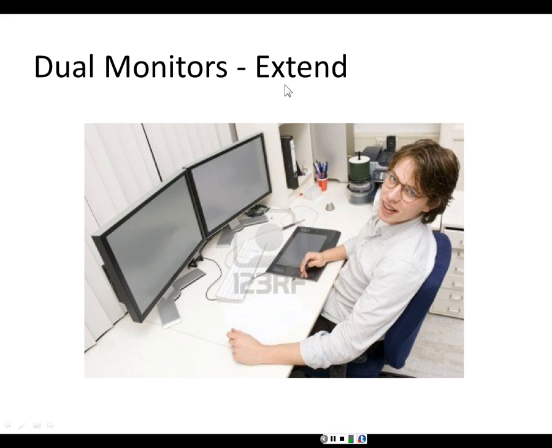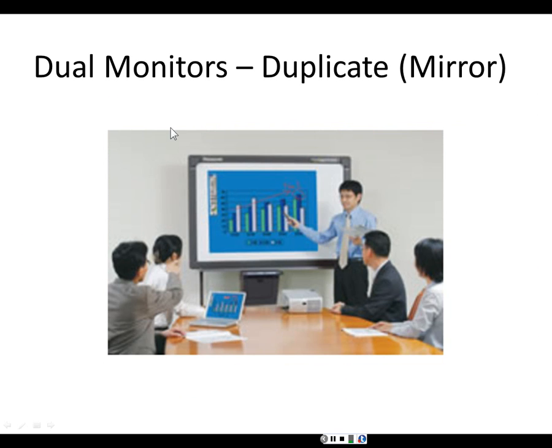When you select extend, it takes your screen and stretches it across two monitors, and it makes it like you have one very big monitor. That's extend. Now, the other method is to duplicate. In this case, you can see a guy has a laptop computer hooked up to an overhead projector. What is on his laptop computer is going to be duplicated on the overhead projector. It would make no sense to use extend in this example.